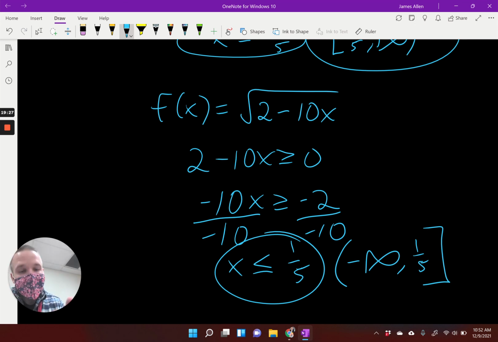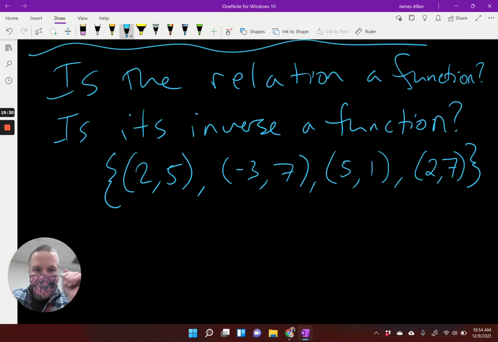All right, I got one more problem for us, and then I think we're going to call it a day. All righty, is the relation a function, and is its inverse a function? Oh, I love these. These are great, because with like day one, then you completely forgot about it. All right, the inverse, is it a function? Let's see here. Is the relation a function? I know words. I can do words.